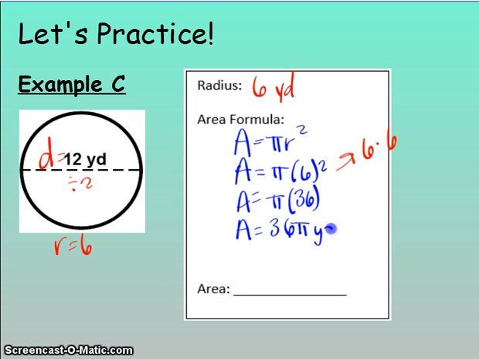Okay, put your units on it. So your first answer is 36 pi square yards. So there's your first answer. Okay, your second answer, you need to be doing pi, 3.14 times the 36.